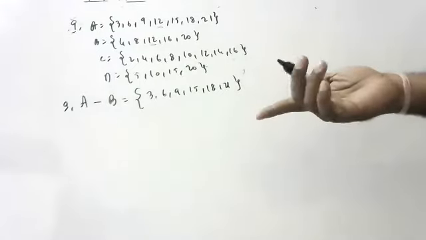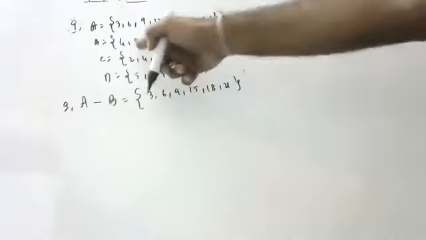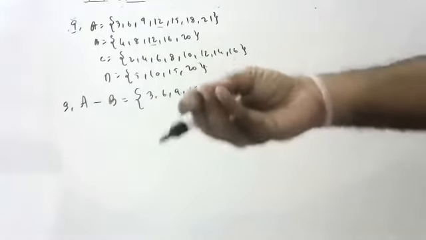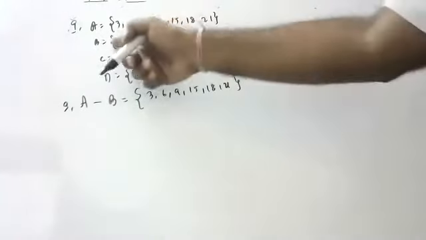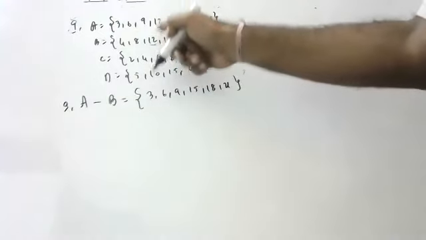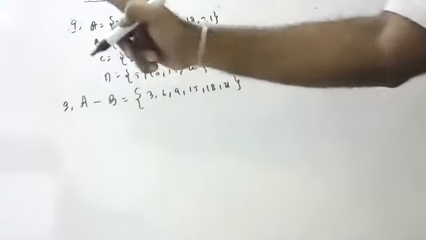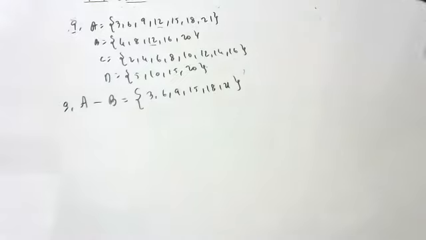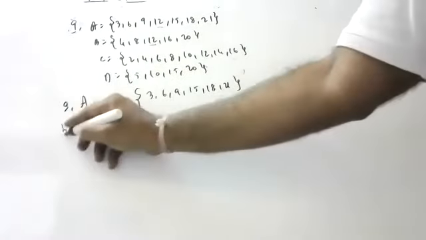Why 20 and 21? No. Only A elements you should write. B you remove. I didn't write 4. See here, I didn't write 8. Please try to understand. A minus B means the common element is 12. Remove all B elements and write only A elements.